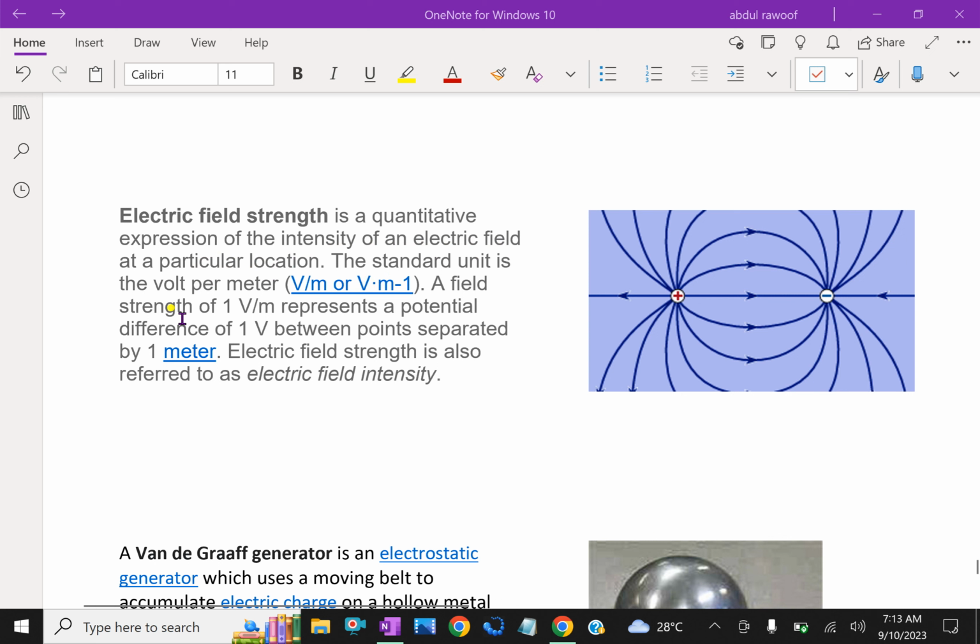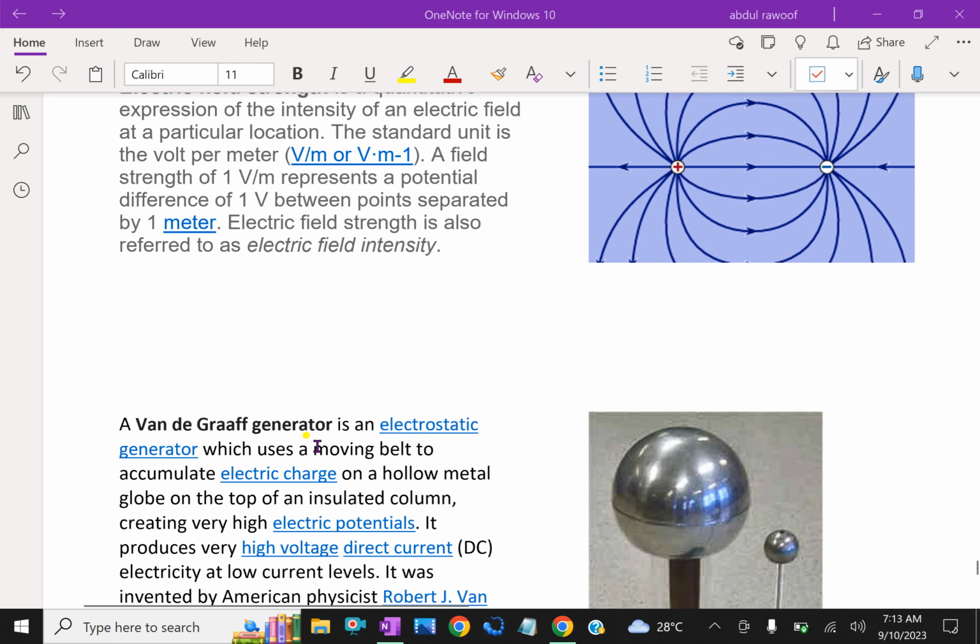The standard unit is the volt per meter. Volt per meter is a unit of electric field strength. A field strength of 1 volt per meter represents a potential difference of 1 volt between points separated by 1 meter. Electric field strength is also referred to as electric field intensity.